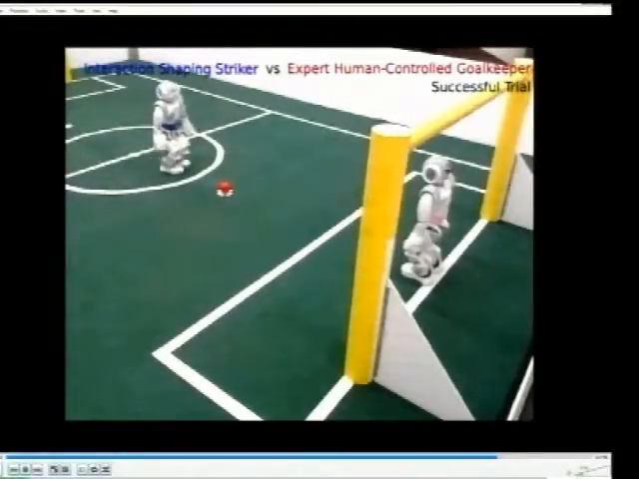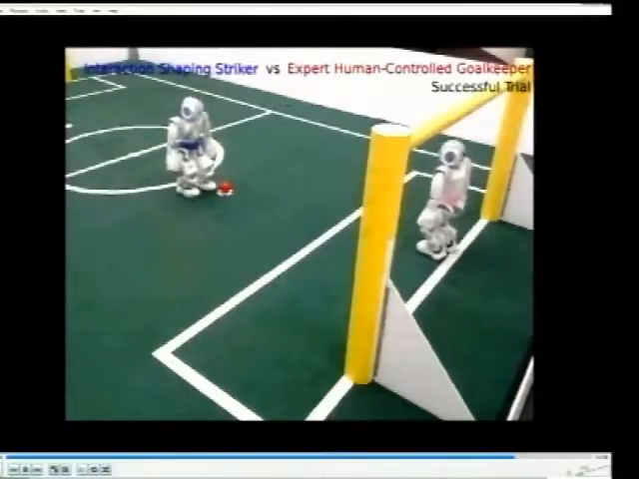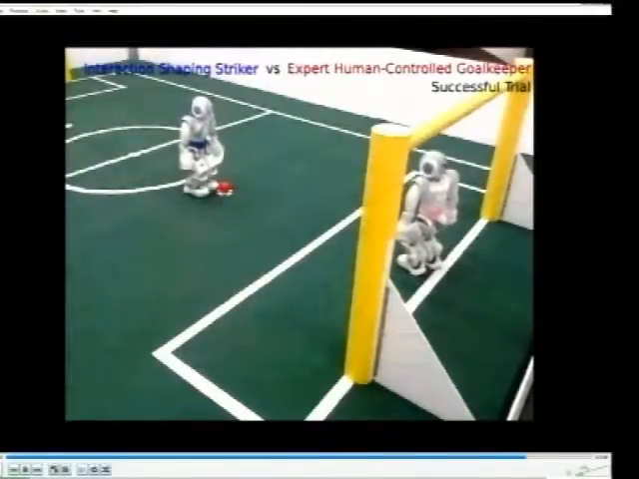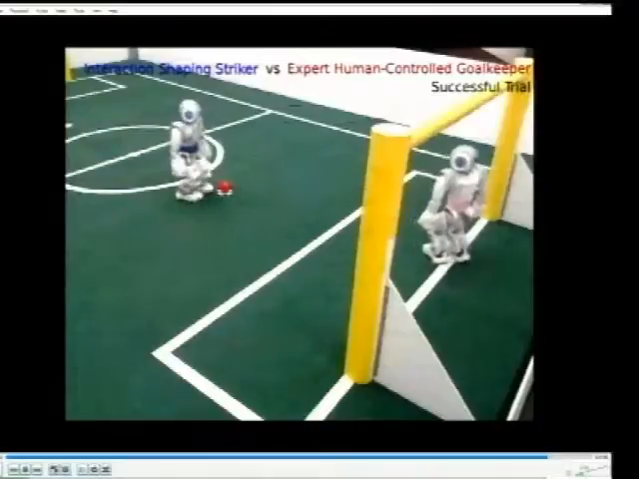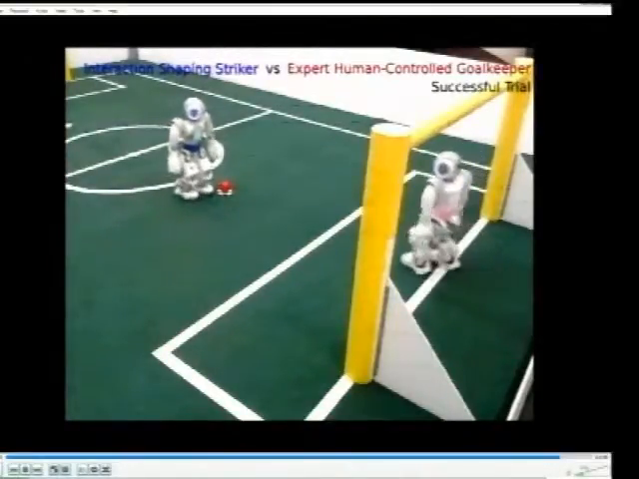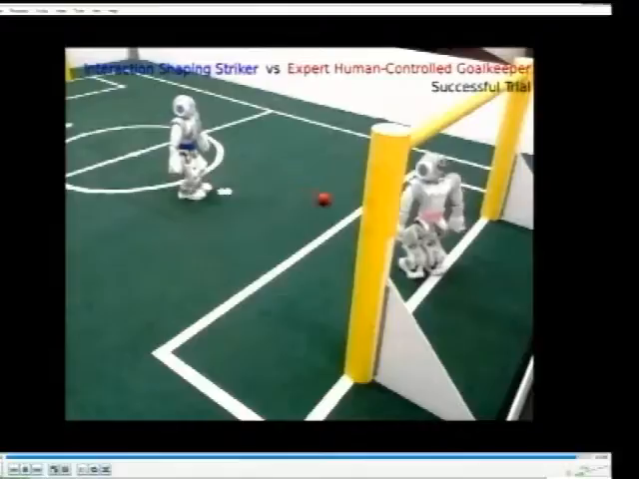So here the setup was to try to keep it balanced so that we could do a comparison against lots of different scenarios. So here's our learning agent actually scoring even against the person. So now you see him suddenly switch around when it's too late for the goalkeeper. He's going to bore the goalkeeper to death.